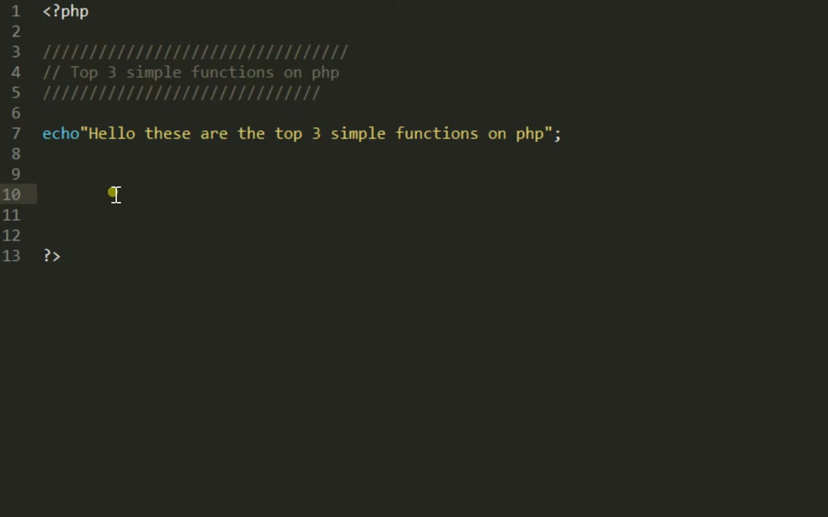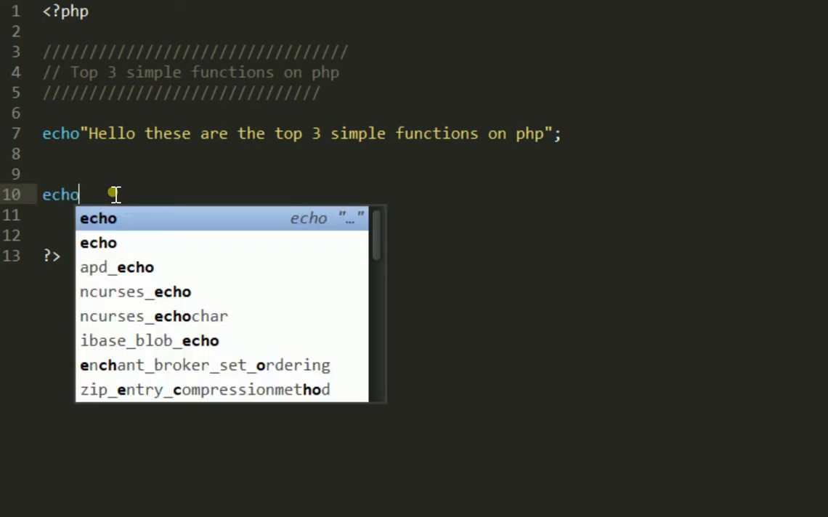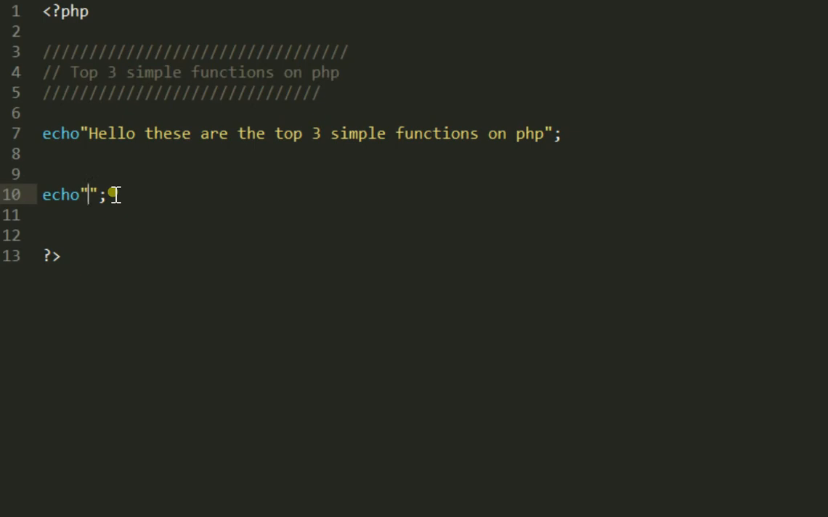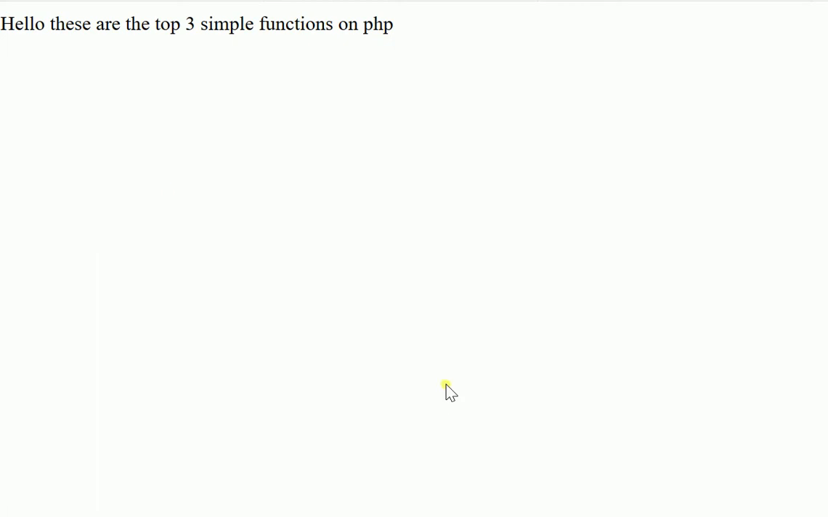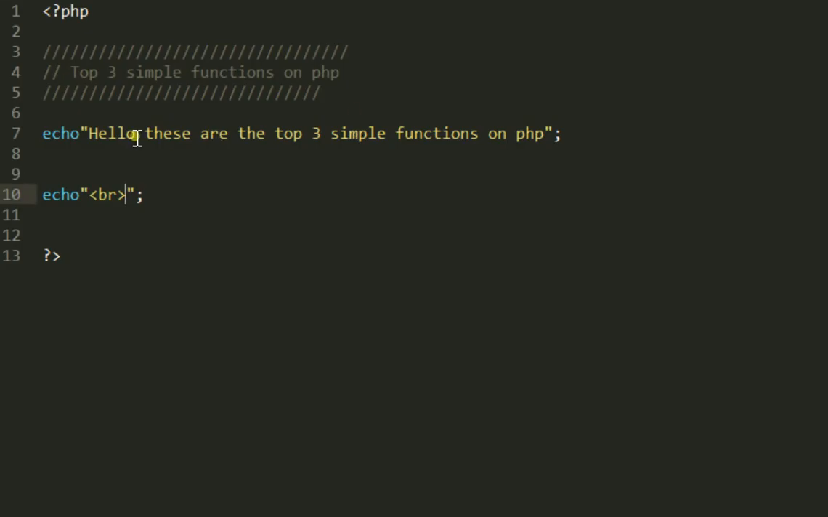So the first function is echo itself. Echo means just print out the result. And what we see here, hello, these are the top 3 functions. So on line 7, hello, these are 3 functions. So echo means just print out, and it's not that complicated to understand.